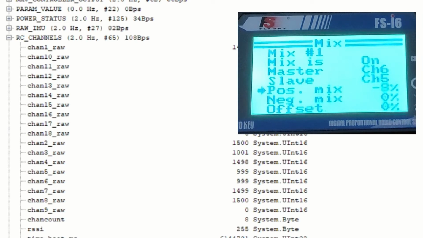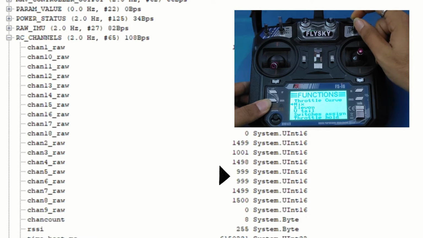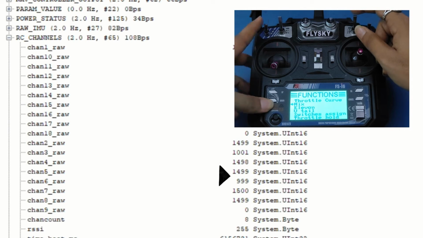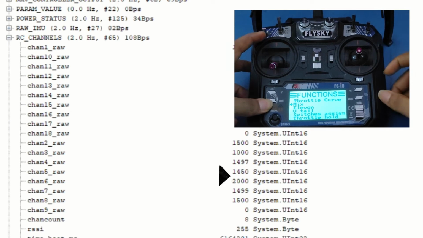For positive mix minus 10%, again, when channel 6 is at 1000 value, everything is pretty normal. That is 1000, 1500 and 2000 for channel 5. Once channel 6 is switched to 2000 value, what we see is 1000, 1450 and 1950 as our values for channel 5.